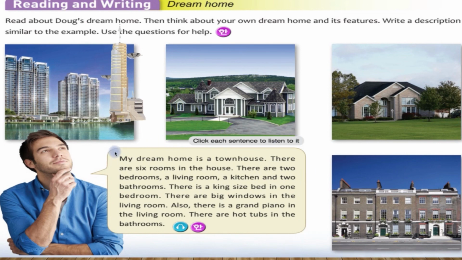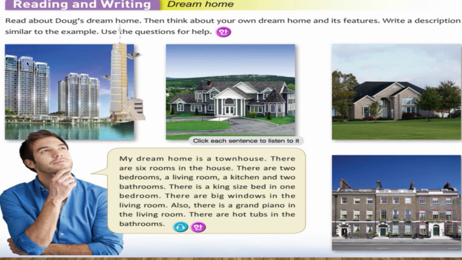And he says, my dream home is a townhouse. There are 6 rooms in the house. There are 2 bedrooms, a living room, a kitchen, and 2 bathrooms. There is a king-size bed in 1 bedroom. There are big windows in the living room. Also, there is a grand piano in the living room. There are hot tubs in the bathrooms. Yonghee, does this sound like a dream house? Yes, I want to live there. Okay.